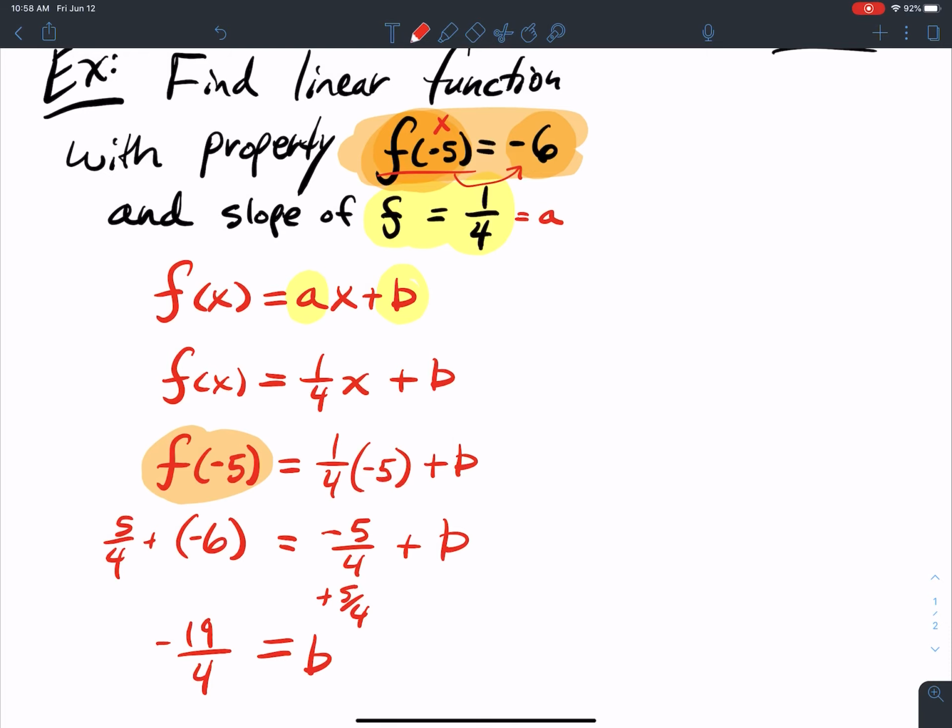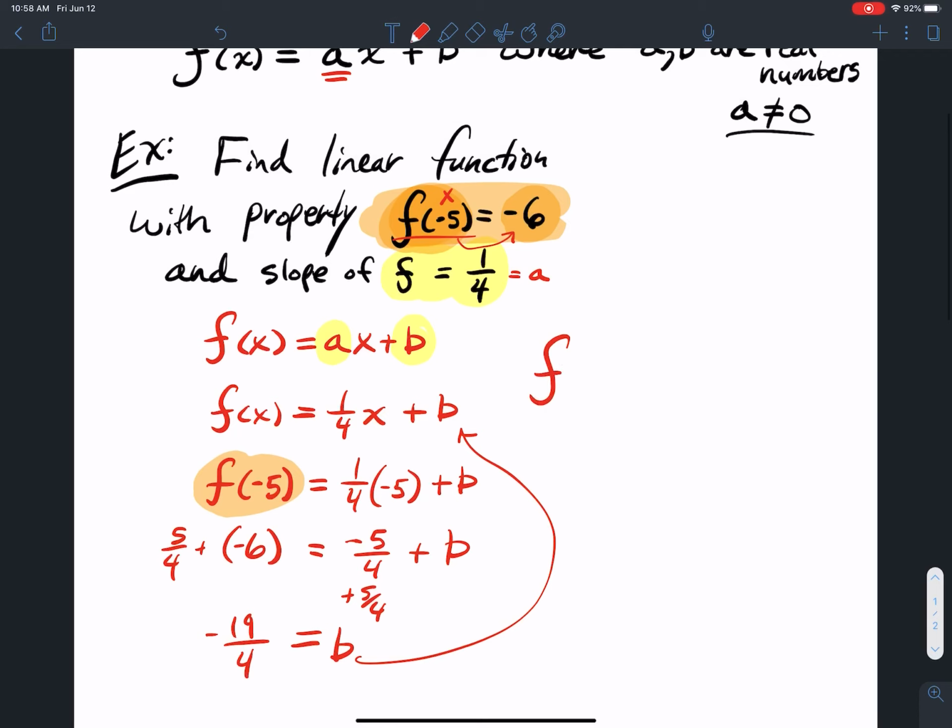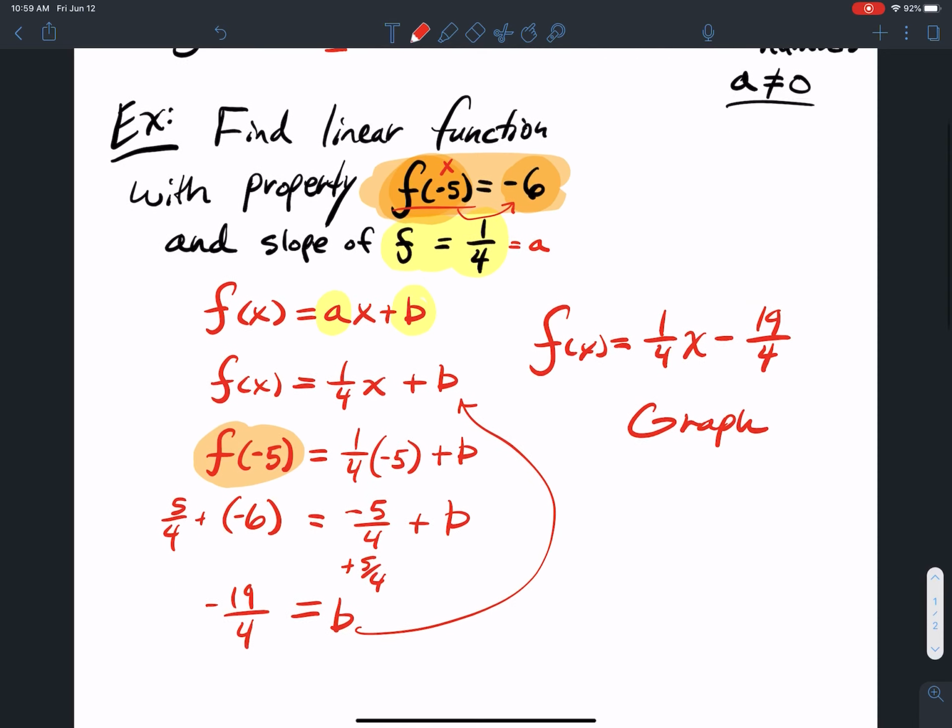So what does that tell me? I'm going to plug this in here. My linear function is f of x equals 1/4 x minus 19/4. Now, say I wanted to graph this function.